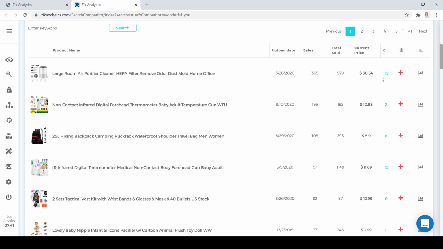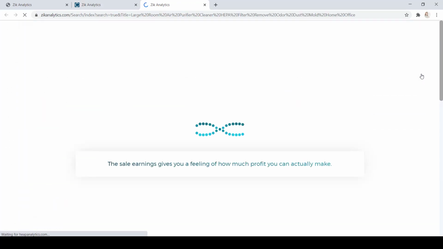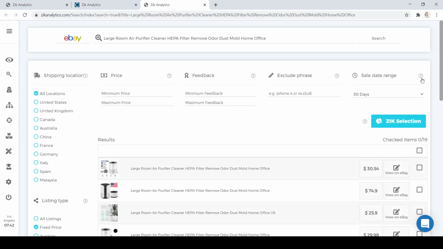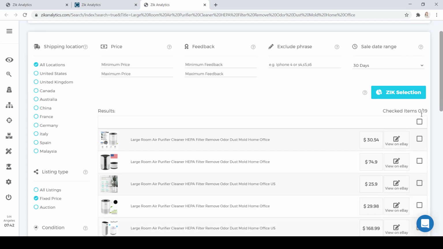So if you do not have this C in your Zeek, which lets you know how many competitors each item has, you can always click on this icon here, which is the scan title icon. It will open up a new tab, and right away here you can see how many competitors there are, in this case 19, which is too high when trying to sell a product. You do not want to be competing with 19 other sellers.